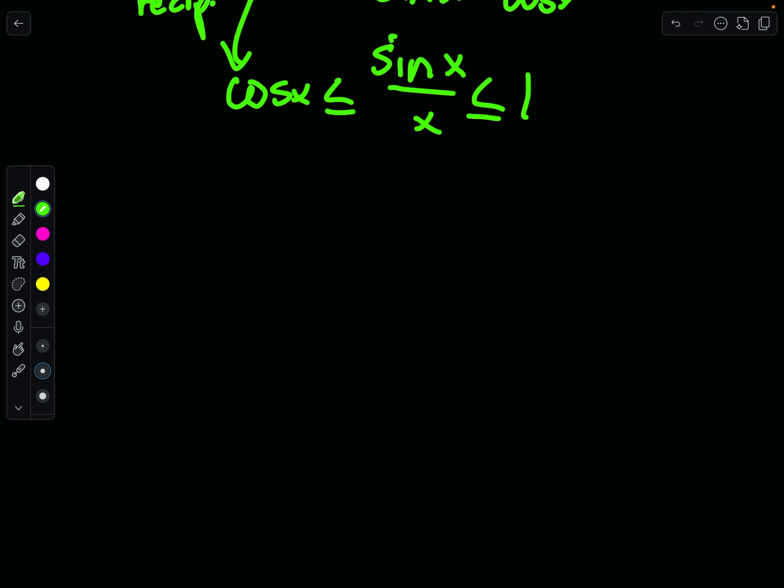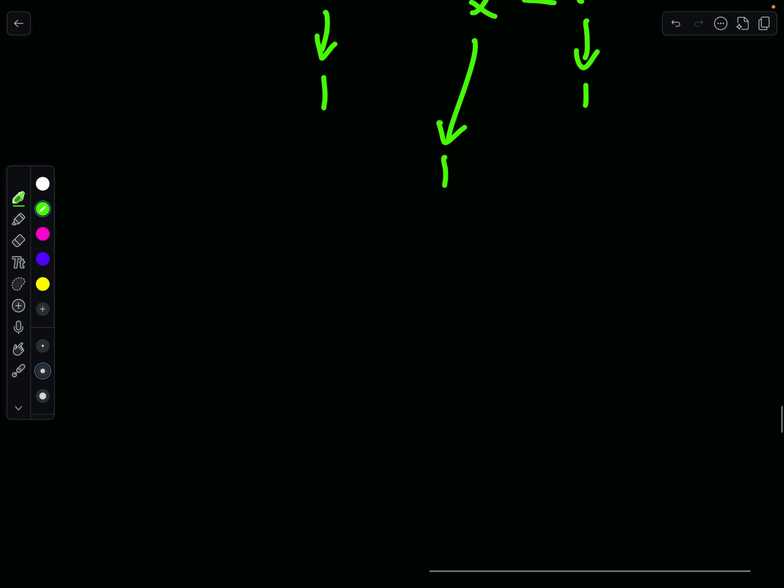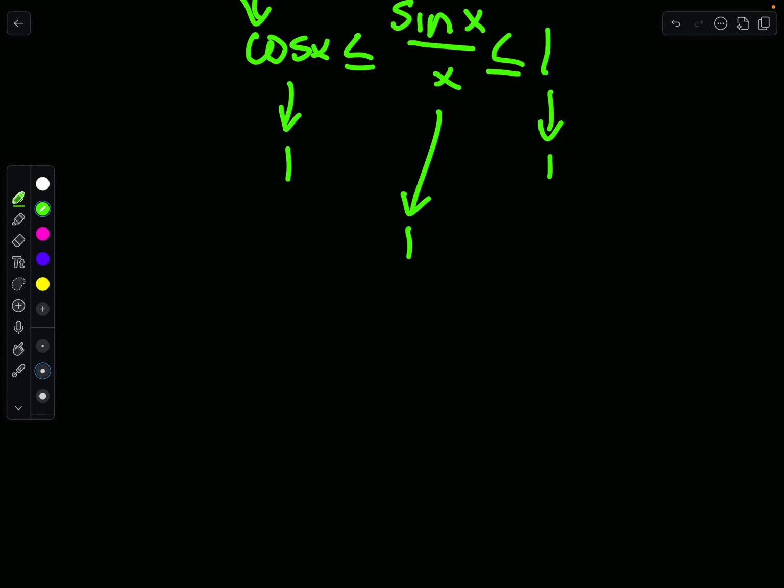So now we apply the squeeze theorem as x goes to 0. Cosine x goes to 1 as x goes to 0, and 1 just stays 1. So therefore, sine x over x must be equal to 1. So here we've trapped sine x over x between cosine x and 1. Since both bounds go to 1, the middle must also go to 1.